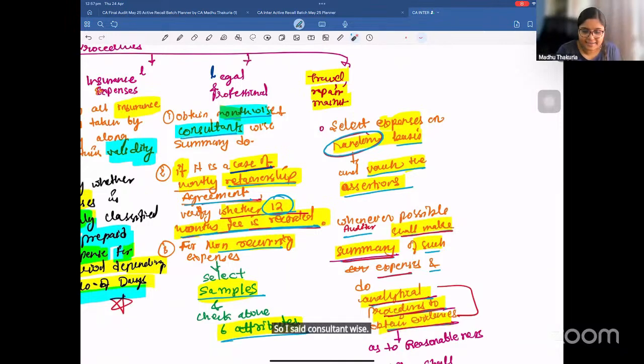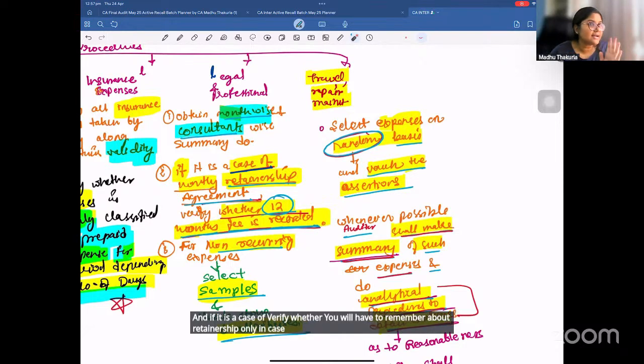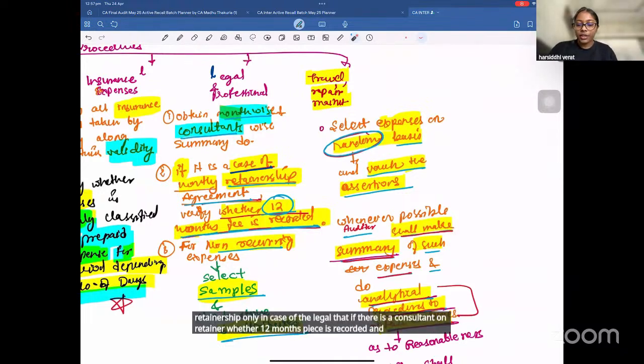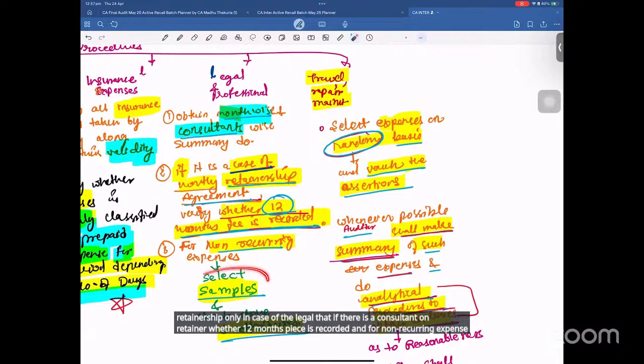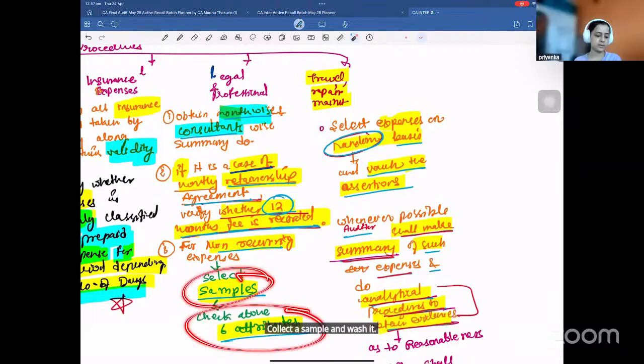And if it is a case of a monthly retainership agreement, verify whether fees for all 12 months have been recorded correctly. You have to remember retainership only in the case of legal expenses: if there is a consultant on retainer, whether 12 months fees are recorded. And for non-recurring expenses, select a sample voucher and check the 6 attributes.